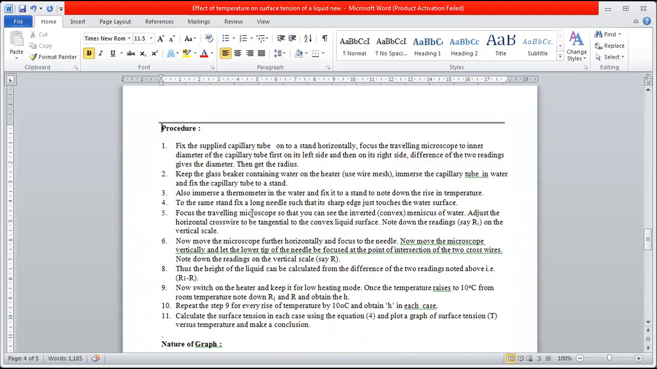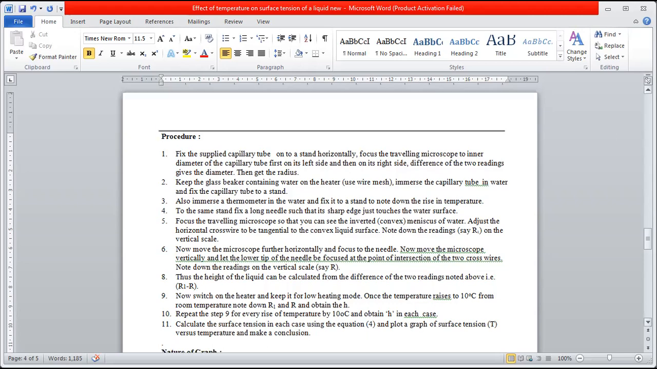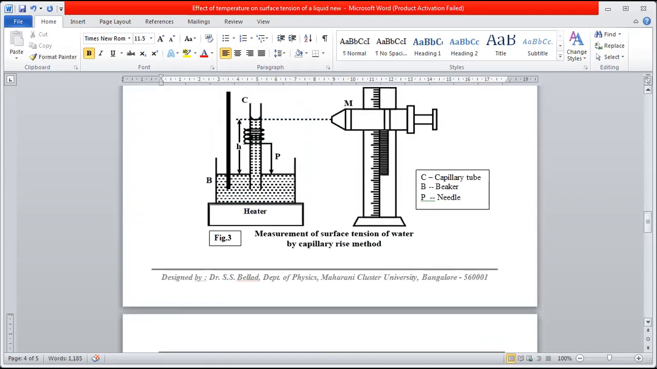To the same stand, fix a long needle such that its sharp edge just touches the water surface. So the needle is here, I have shown. So this is the needle. Sometimes, if you fix the capillary tube to the clamp of the stand, you can tie a wire to hold this needle. So that also you can do.